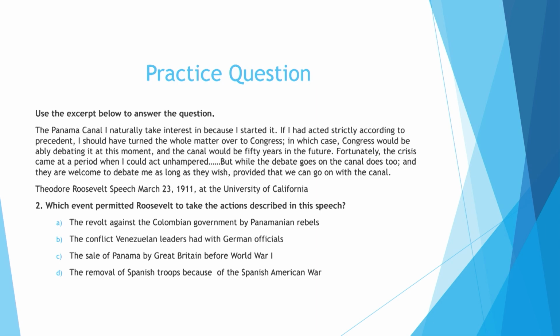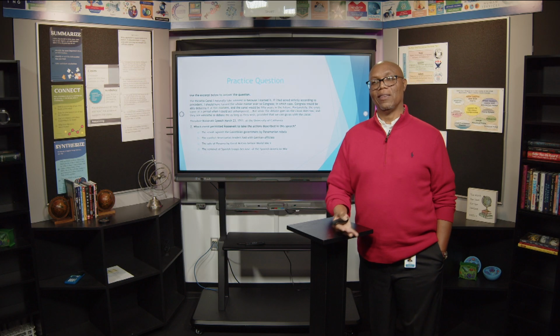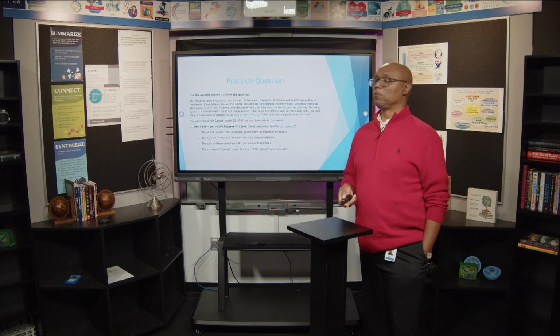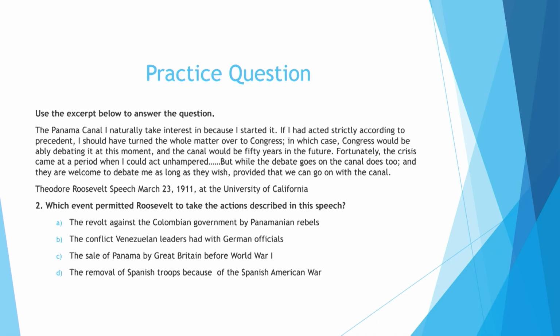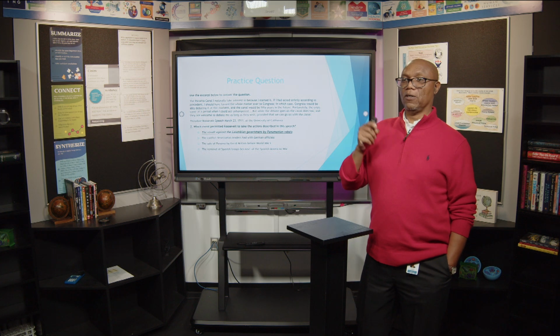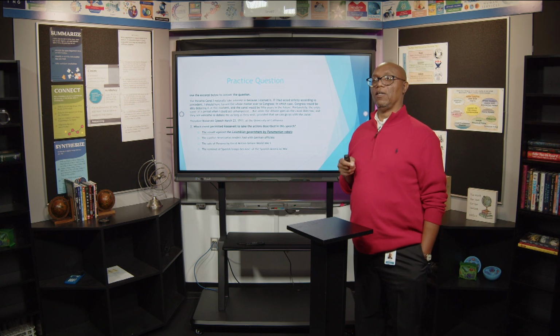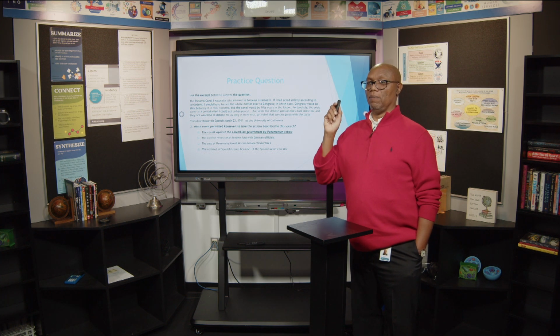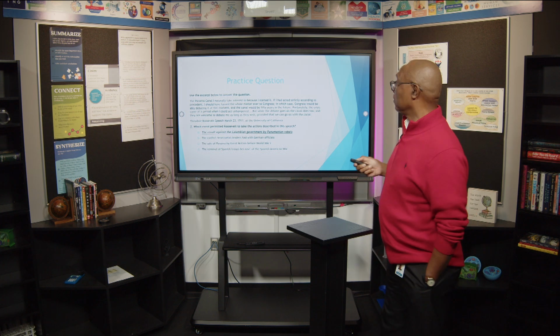In other words, he was saying that sometimes when you tell Congress to do stuff, they do more talking than doing. So while they were talking about it, he was going to be doing, and what he was doing, of course, is building the Panama Canal. Which event permitted Roosevelt to take actions described in the speech? And if you look at it, the answer would be A, the revolt against the Colombian government by the Panamanian rebels. And remember, what Roosevelt did is he told the Panamanians to declare their independence from Colombia, parked part of the Great White Fleet off the coast of Colombia, and the Colombians gave in. Once again, he used the Great White Fleet as the big stick to influence nations in the Western Hemisphere.